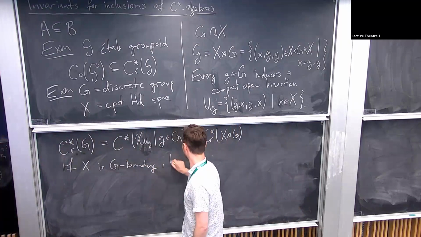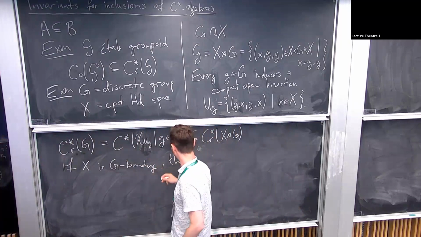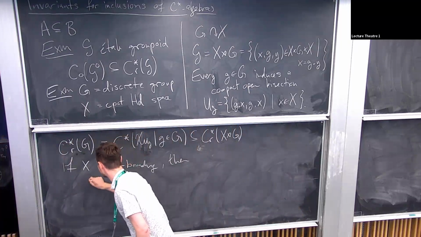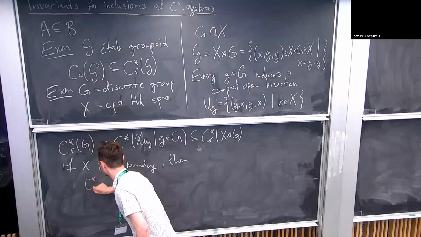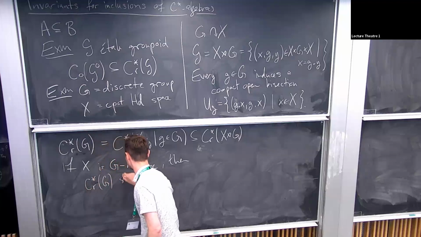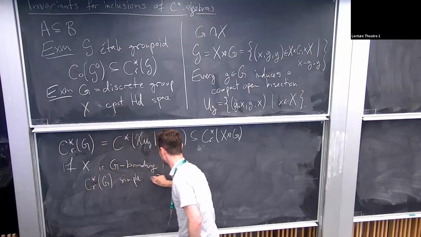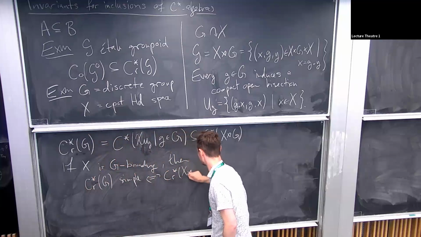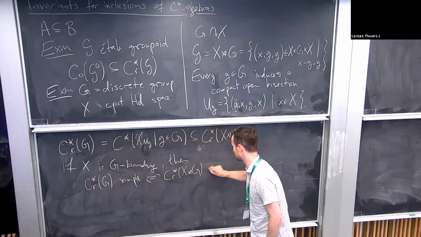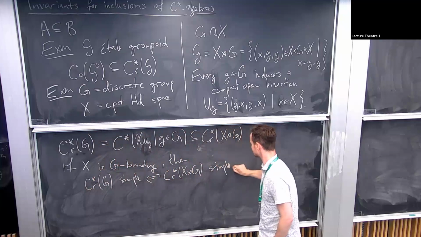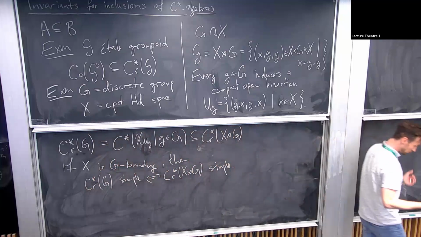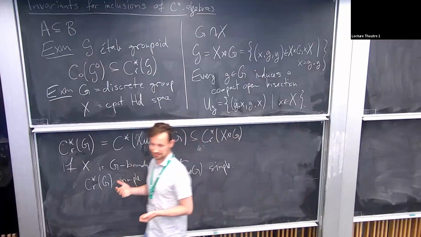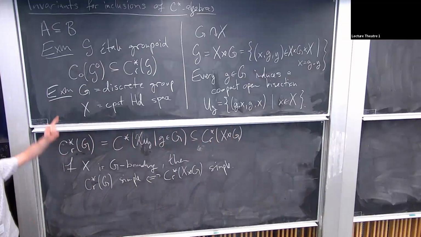Then they showed, that's Kalantar and Kennedy, that C-star reduced G is simple if and only if the groupoid C-star crossed product is simple. So here are some examples where you've got these inclusions of C-star algebras appearing naturally from, say, things like groupoids or group actions.